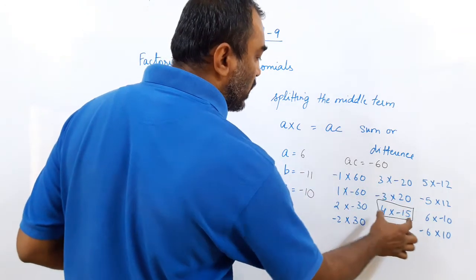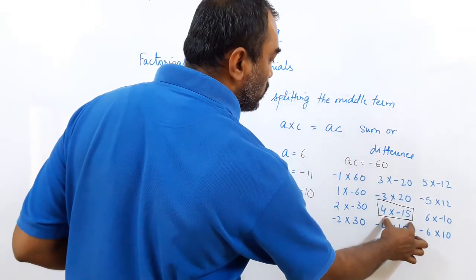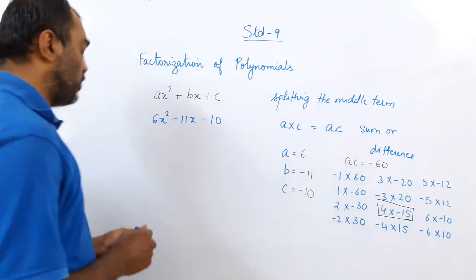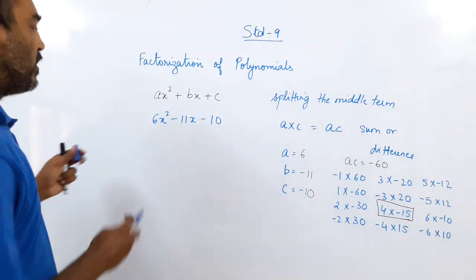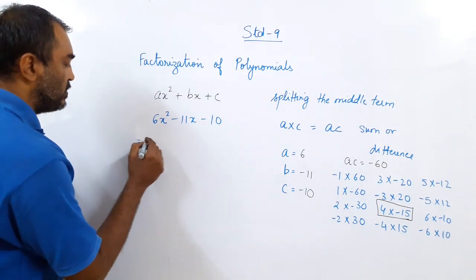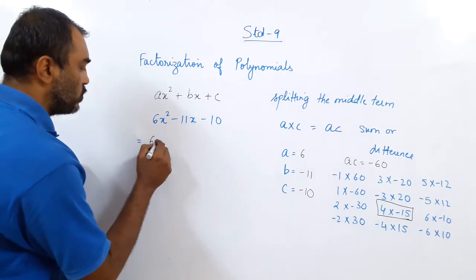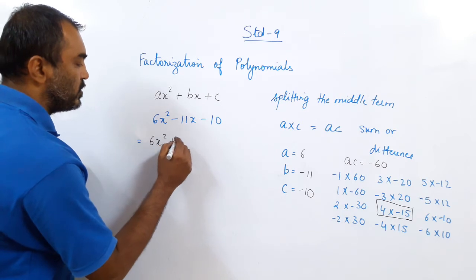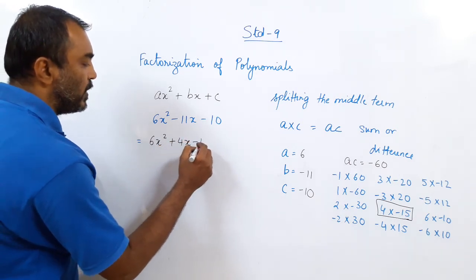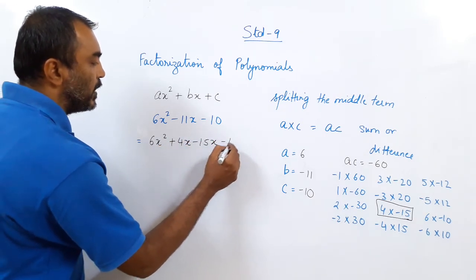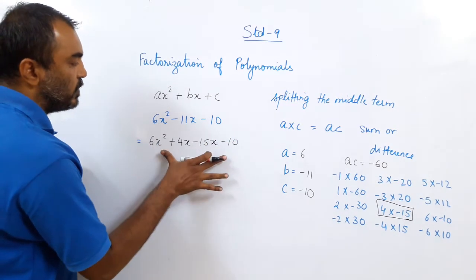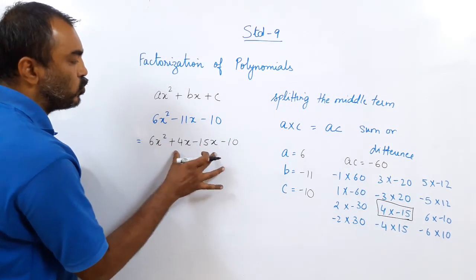So out of all these factors, I have to split into these two terms, minus 15 and 4. So what will I write here? I will write this as 6x square plus 4x minus 15x minus 10. So these two terms remain as it is. The middle term is split up into two factors.